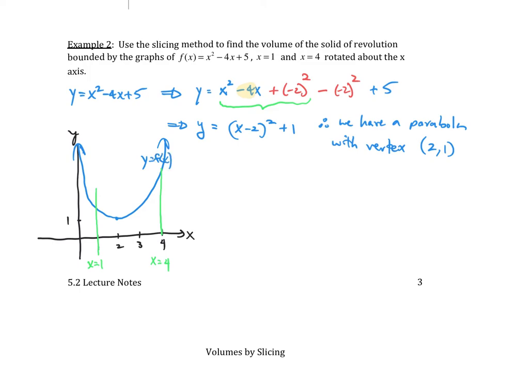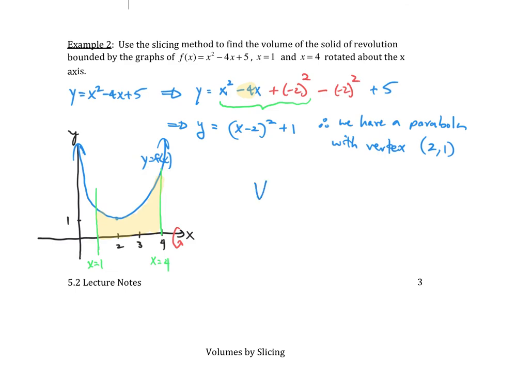And I always want to label my axis of rotation. So in this case, I'm rotating about the x-axis. So my loop looks like this. All right, so if I were to shade in the area that we're talking about, this shaded area right here in yellow, and we're rotating this about the x-axis. Okay, cool. Let's set up our volume integral.